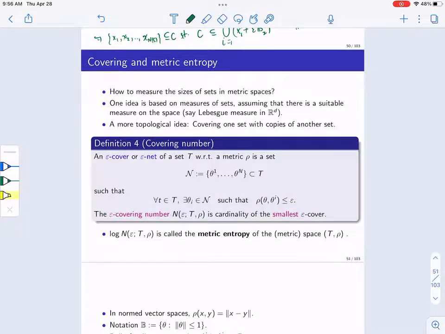So an epsilon cover, or epsilon net, of a set T with respect to some metric rho is a set theta_1 up to theta_n such that for every t, there exists a theta_i such that the distance is less than epsilon. The epsilon covering number, which is a function of epsilon and also depends on the set T and the metric rho, is the cardinality of the smallest epsilon cover, or epsilon net. And the log of it is called the metric entropy.